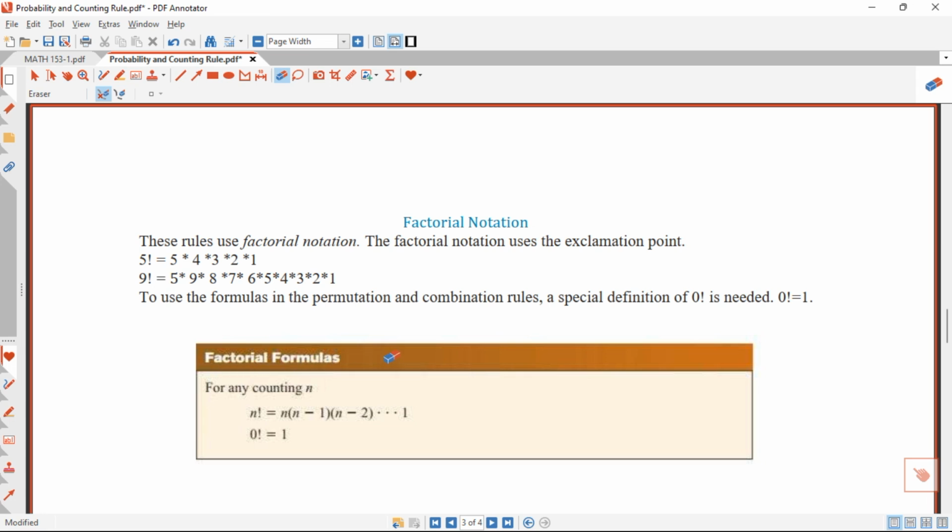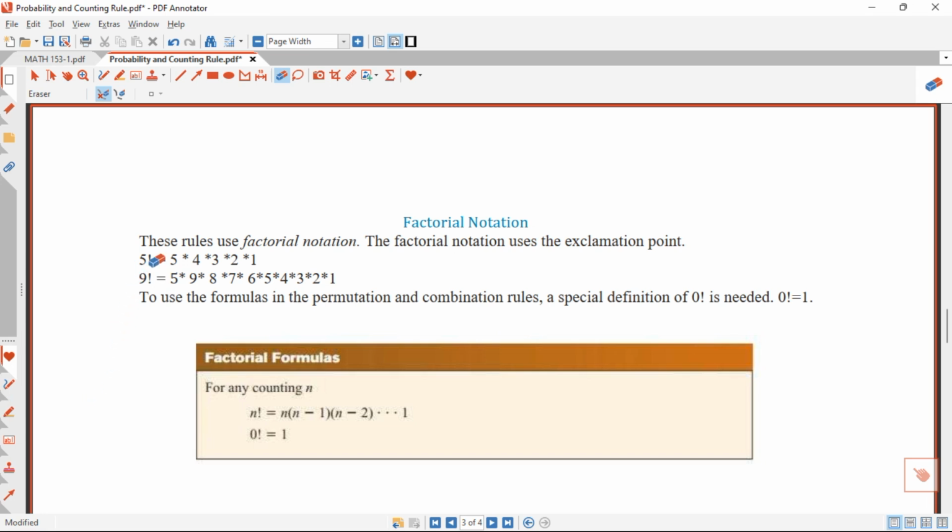So the factorial formula for any counting number n is: n factorial is equal to n times n minus 1 times n minus 2, and so on. You keep subtracting 1, 2, 3, 4, 5 from n until we get 1, and then you stop, and we are going to multiply everything.